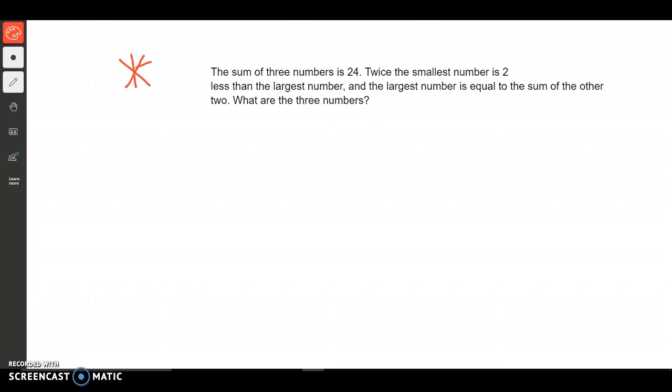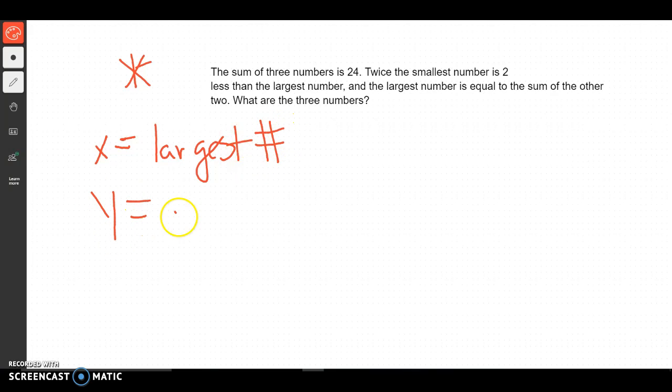In this, I'm going to read through, and we're going to see how many variables we have to start out with, and then we'll try to set up all the equations. It goes first, the sum of three numbers is 24. So now I know how many variables I have. I have three. I have x, which I'll make my largest number. I have y, which will be my middle number. And I have z, which will be my smallest number.